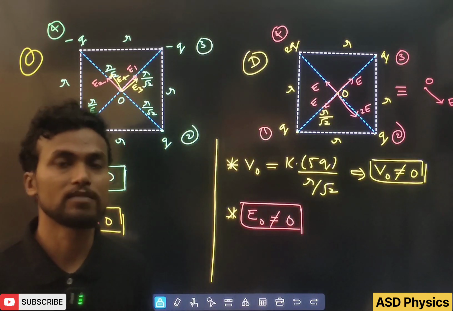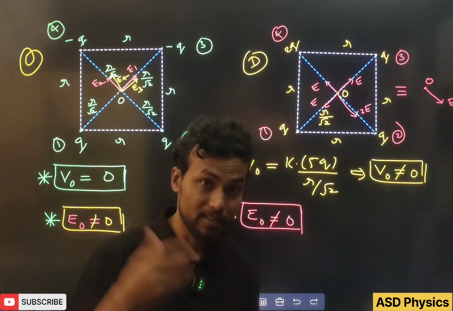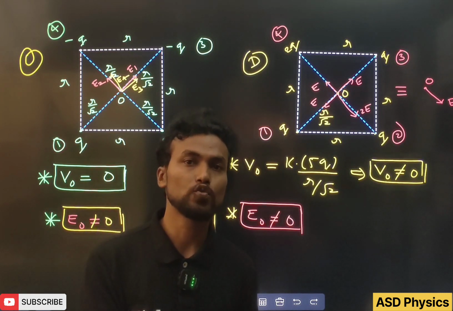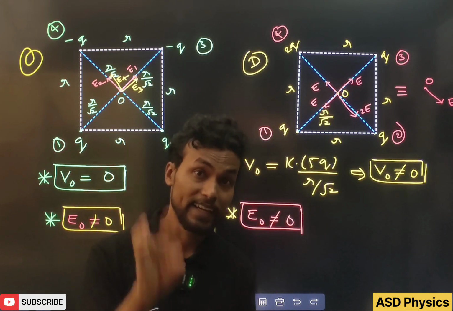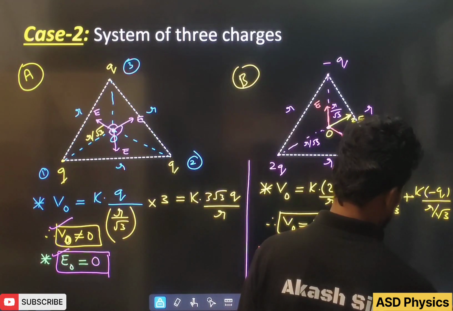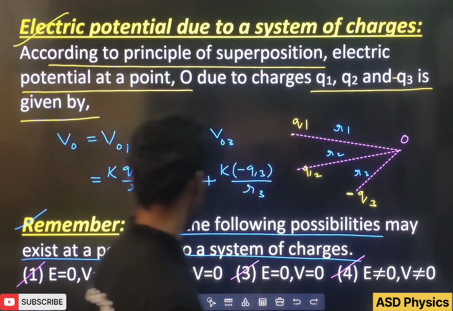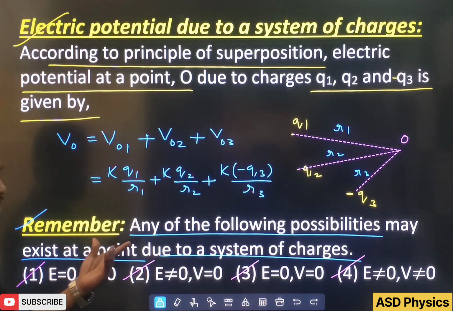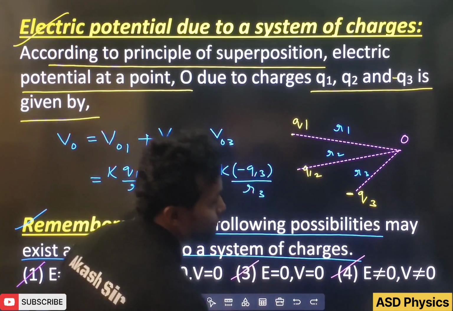Okay, so students, we have covered in case 1, 3 situations, in case 2 for 3 charges, 2 situations, and for case 3, 4 situations. So based upon that, students, you can get very well what I have told you here. Now, this one you have to remember: any possibility may exist.